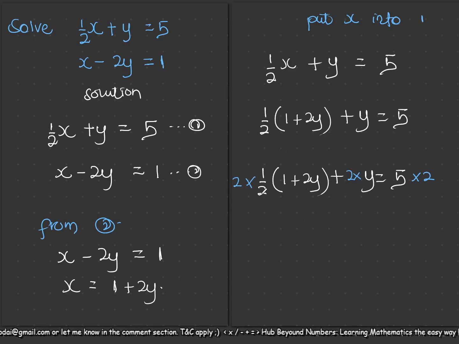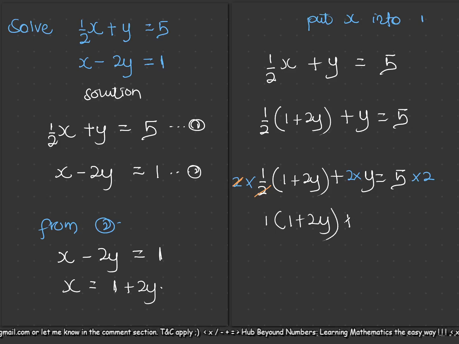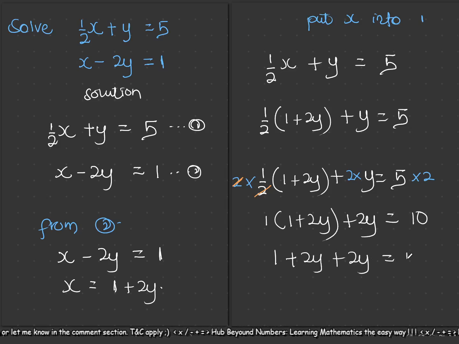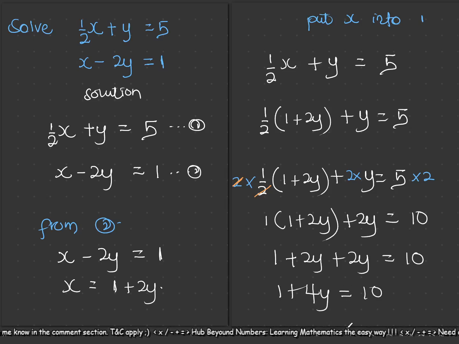With that said, this 2 here cancels out this 2, you see. We are left with just 1. So we have 1 into bracket 1 plus 2y. Then this here gives us 2y equals 10. You see, evaluating further, we have 1 times 1, which is 1. 1 times 2y, which is what? A positive 2y, plus 2y equals 10. Evaluating further, we have 1 plus 2y plus 2y, which gives us 1 plus 4y equals 10.